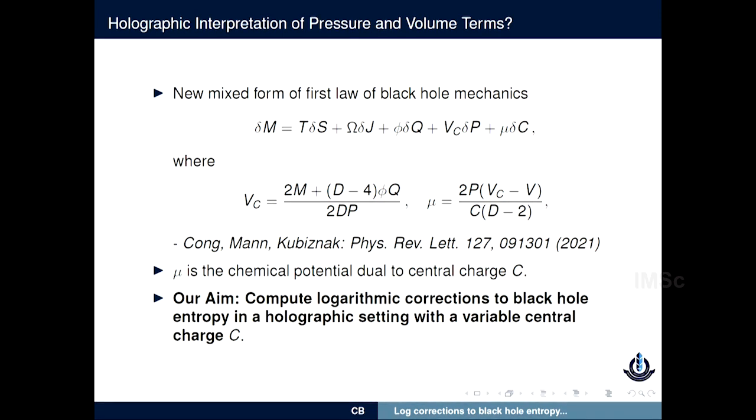So what is our aim? Our aim was, we already knew how to compute the log corrections in a setting where you have thermal fluctuations as well as pressure and volume terms. The idea is, in the presence of this additional term, we wanted to recompute those corrections, but now in a holographic setting, because now you have a variable central charge scenario.